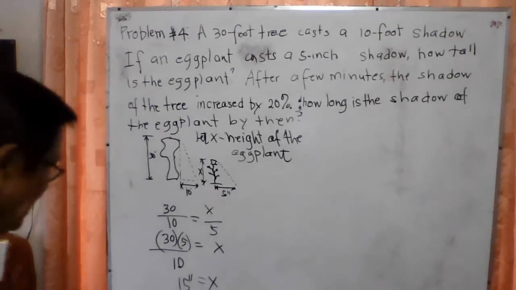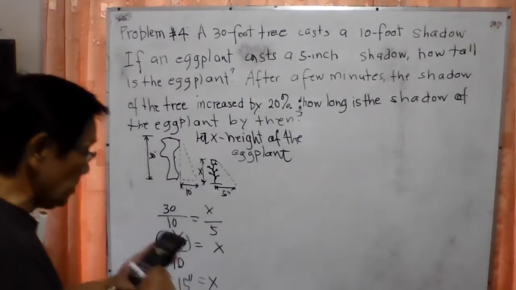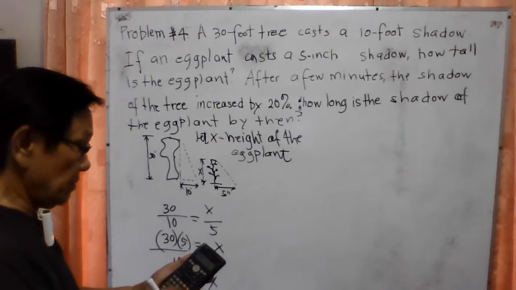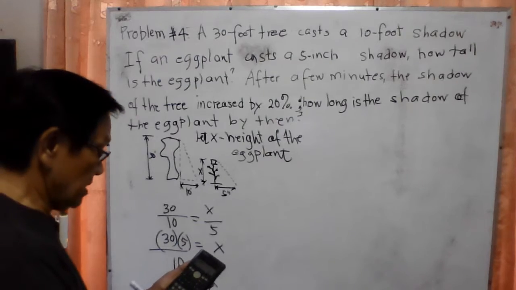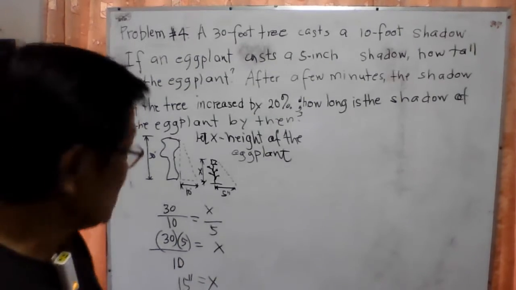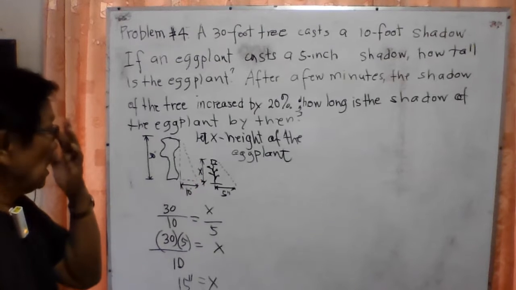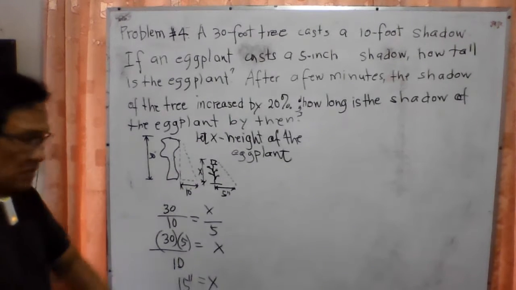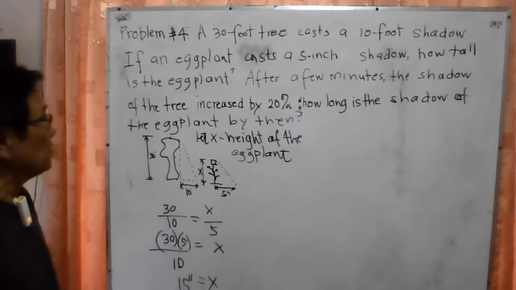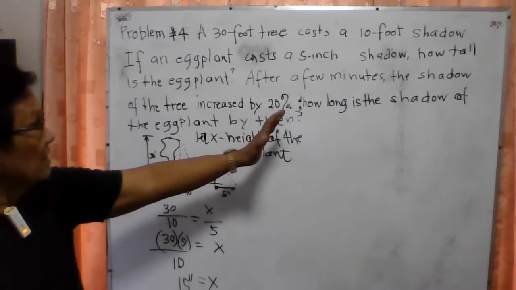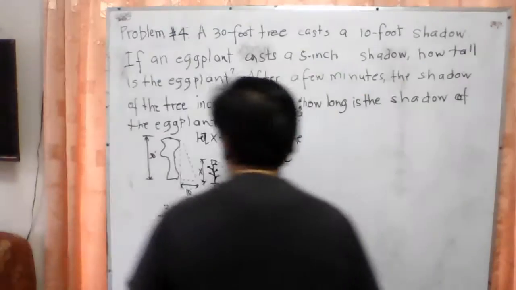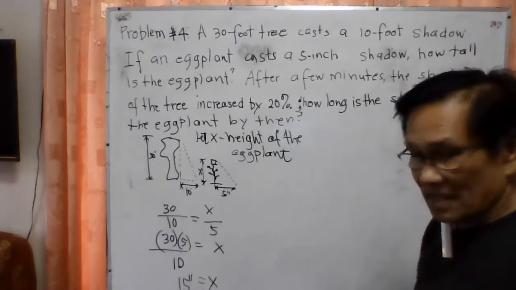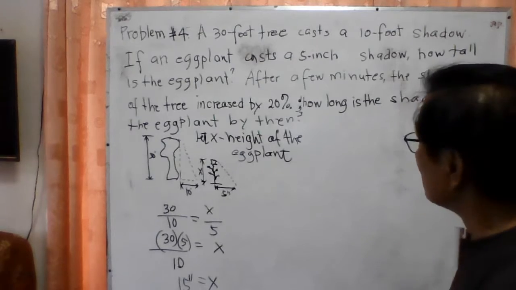Okay. Let's check that just to be sure. 30 times 5 divided by 10. 15 inches. So now you have the height here, 15 inches. The next part of the problem, so you have two parts of the problem. The next part of the problem is after a few minutes, the shadow of the tree has increased by 20%. How do you compute for an increase in 20%?